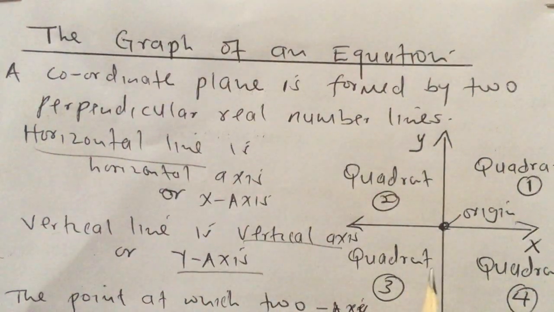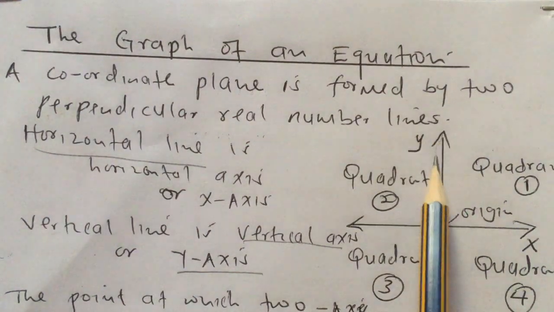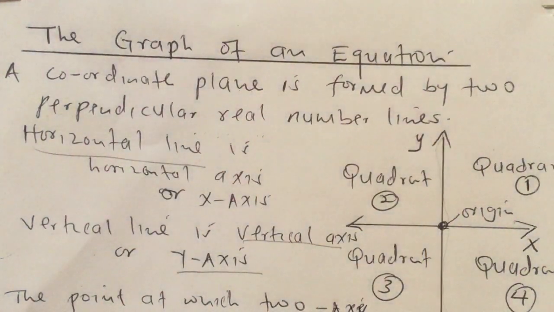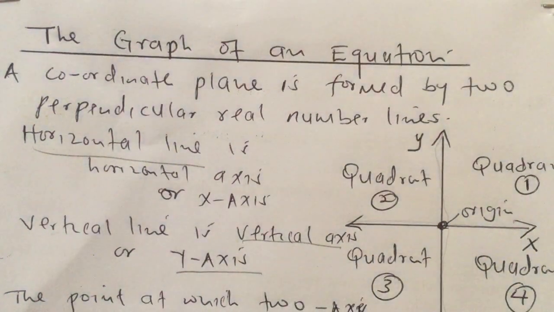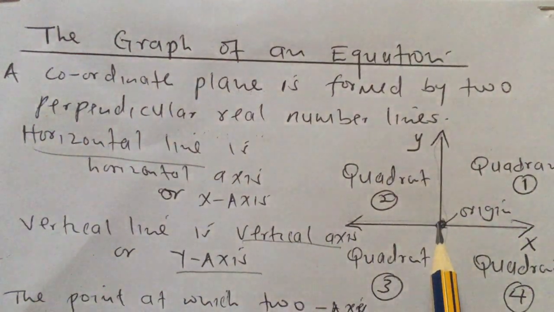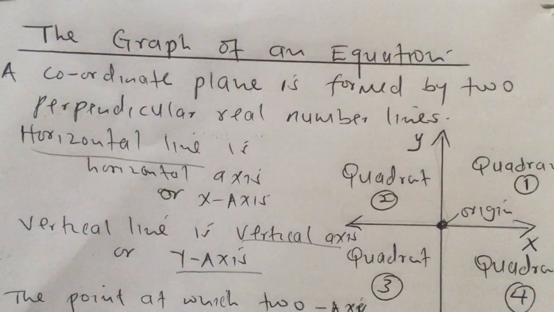I've tried to demonstrate on this side that this line that is running up and down is the vertical axis, and this is the horizontal axis. Where the two meet is the origin. That is, the point at which the two axes meet is the origin.